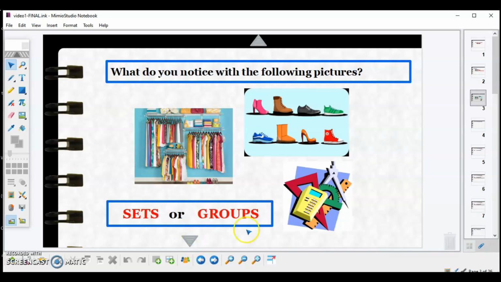When we take the meaning of this using the terms in general, we may say they are just sets or groups. We are used to these words to mean the same thing. But take note, in mathematics, when we say sets, this differs from groups. Why? Let's see.